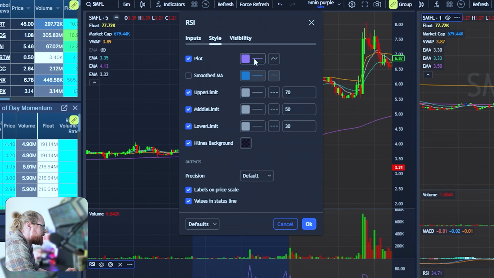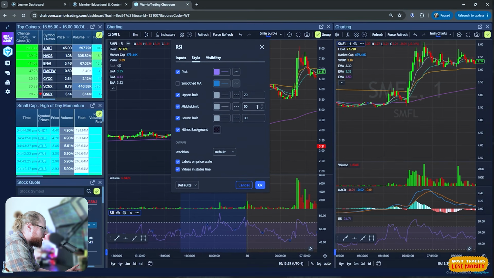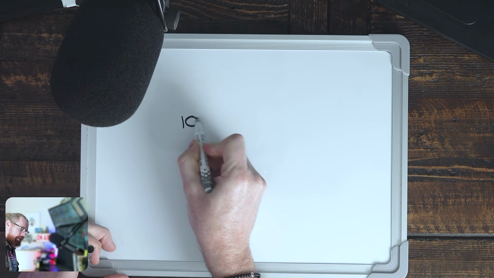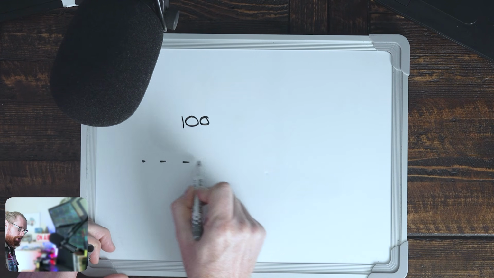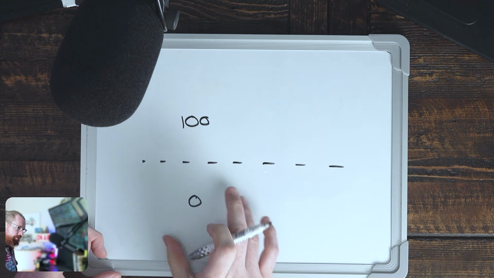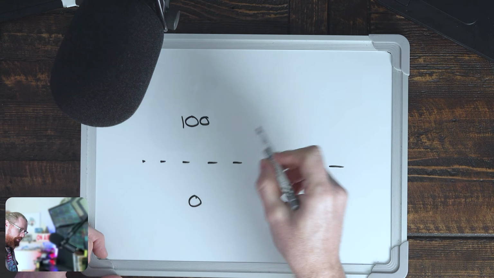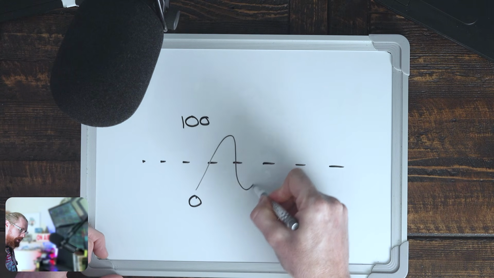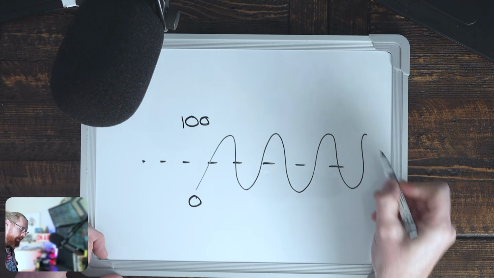RSI is plotted with this purple line, and it has an upper limit, a middle limit, and a lower limit. Now, the upper limit is at 70, the lower limit is at 30, and the middle is at 50, the 50% mark. Now, RSI is an oscillator, which means it oscillates between a range of 100 on the top and 0 on the low. Although it is at times possible, you'll see something go above and below. It's pretty rare. So 99% of the time, RSI is going between 0 and 100.